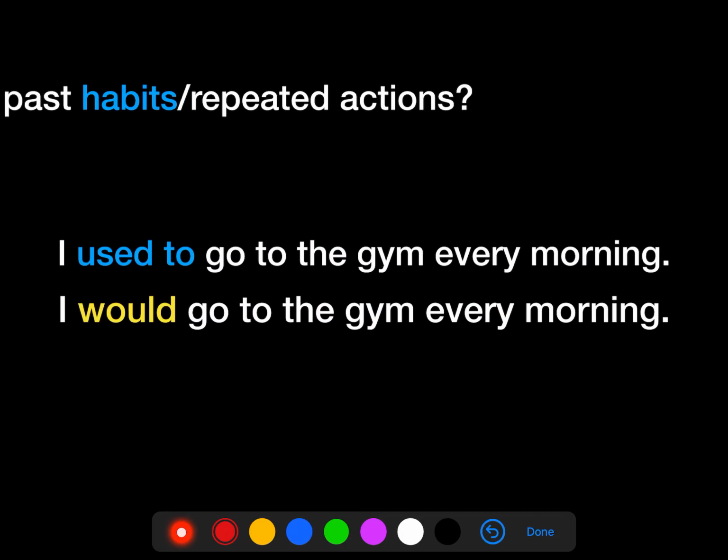Let's have a look at the example. When you want to describe past habits and repeated actions, you can use both. Let's read the sentence here. Number 1, I used to go to the gym every morning. I would go to the gym every morning. One more time. I used to go to the gym every morning. I would go to the gym every morning. You can use both. It has the same meaning.